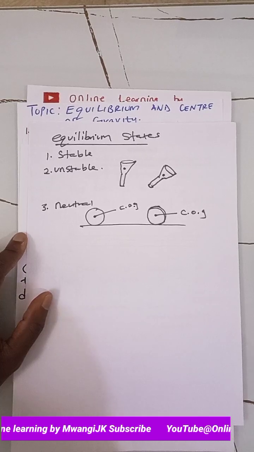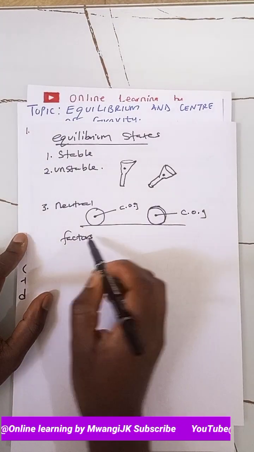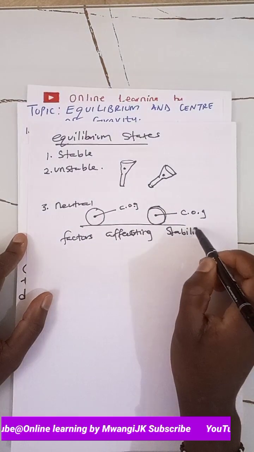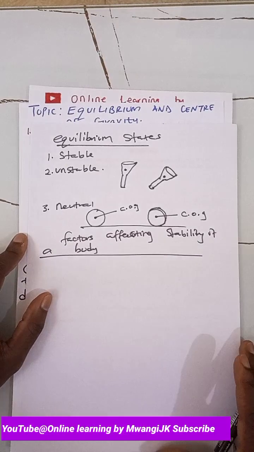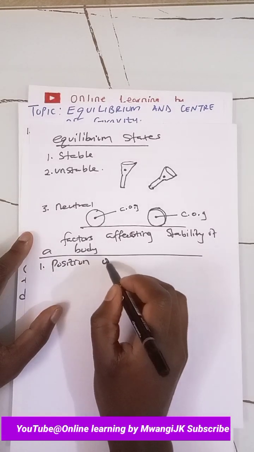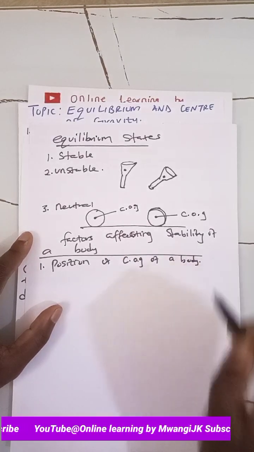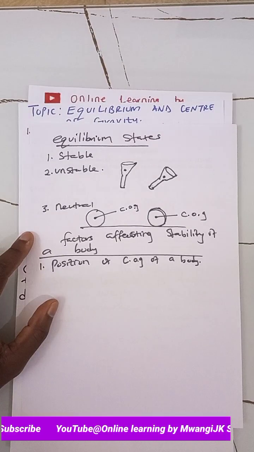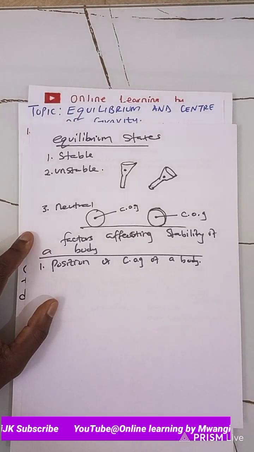And then lastly, we'll talk about factors affecting stability of a body. And these factors are, one, position of center of gravity of a body. The lower the position of the center of gravity, the more stable a body is. So if the center of gravity of a body is too low, that body is said to be very stable.